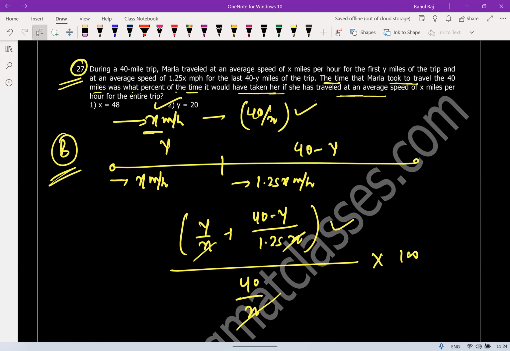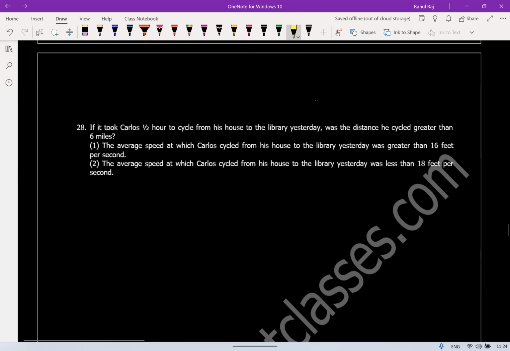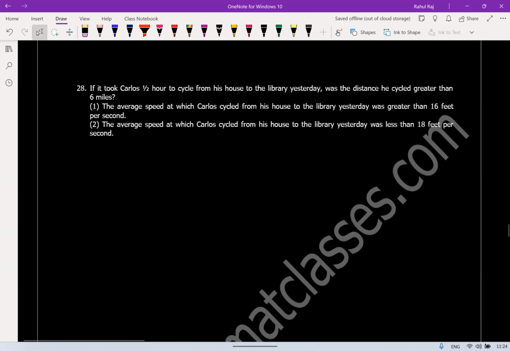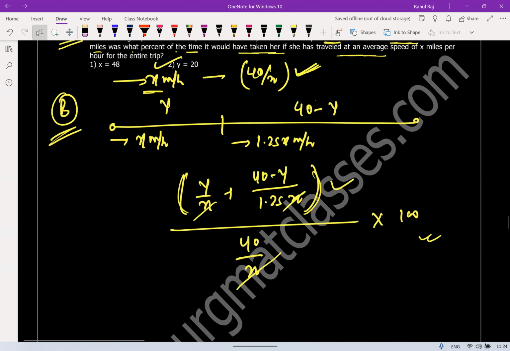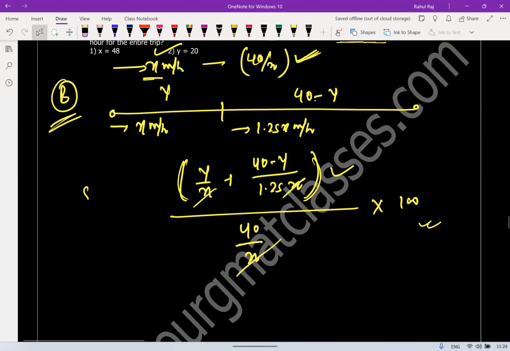Technically, it's a data sufficiency question. You don't have to solve. So if you know the value of Y, you will be able to put the percentage that this time is what percent of this time. Simple one. It's simple. Like imagine 5 minutes is what percent of 10 minutes. So 5 by 10 into 100, 50%.